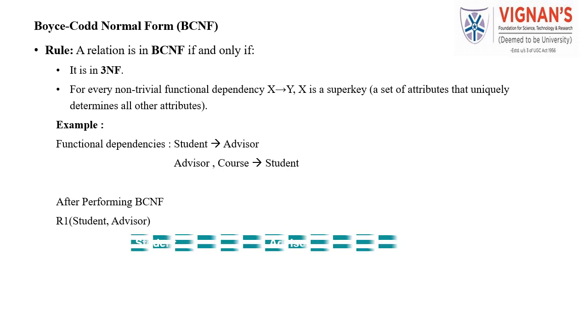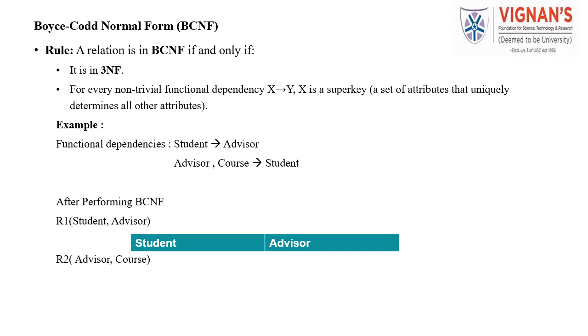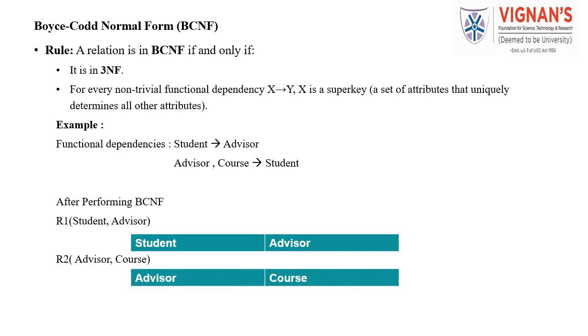Superkey. A superkey is a set of attributes that can uniquely identify all other attributes in a table. In simple words, if we know the superkey value, we can find the complete row information. Non-trivial functional dependency. A functional dependency X determines Y is called non-trivial if Y is not a subset of X. This means X truly determines Y.